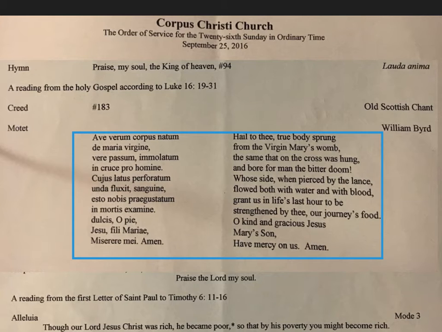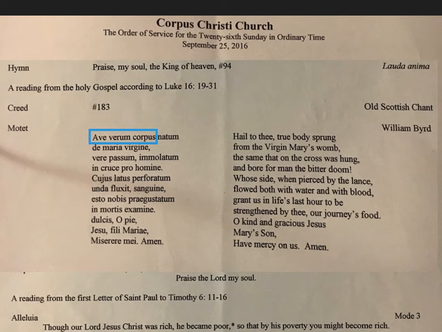Where's the title of this composition? It's very similar to Gregorian chant, so it's taken from the first couple of words. This piece would be known as Ave Verum Corpus by William Byrd, and it was the motet. And in this Mass, you'll notice it was sung right after the Creed. So this is probably during the offertory, the preparation of the gifts.